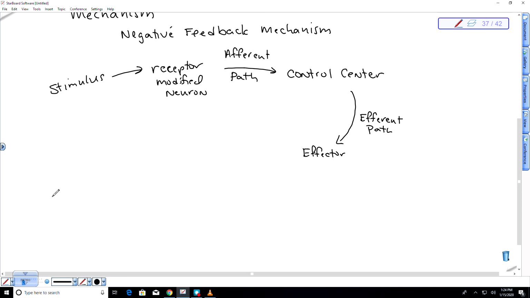Okay. So the effector is going to cause the response, and this is going to decrease the stimulus and help to maintain homeostasis and equilibrium. So hence that decrease in the stimulus is why this is called a negative feedback. Negative feedback.